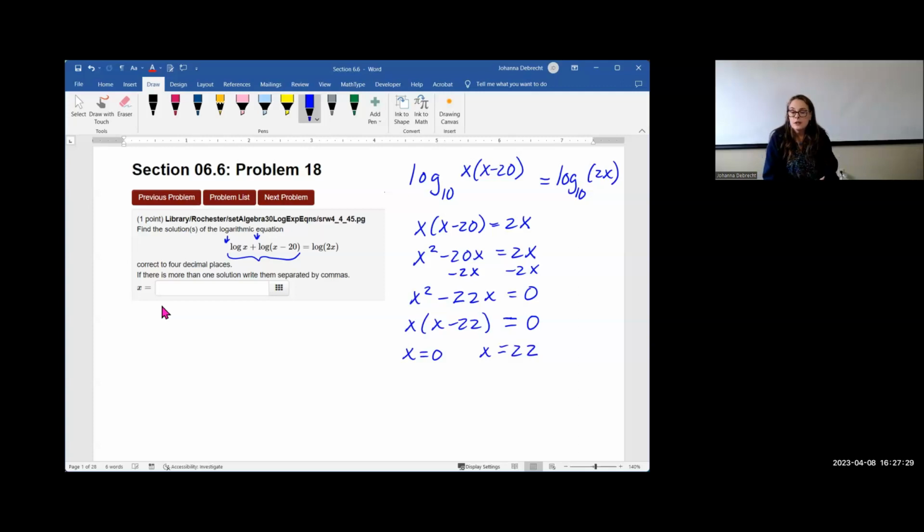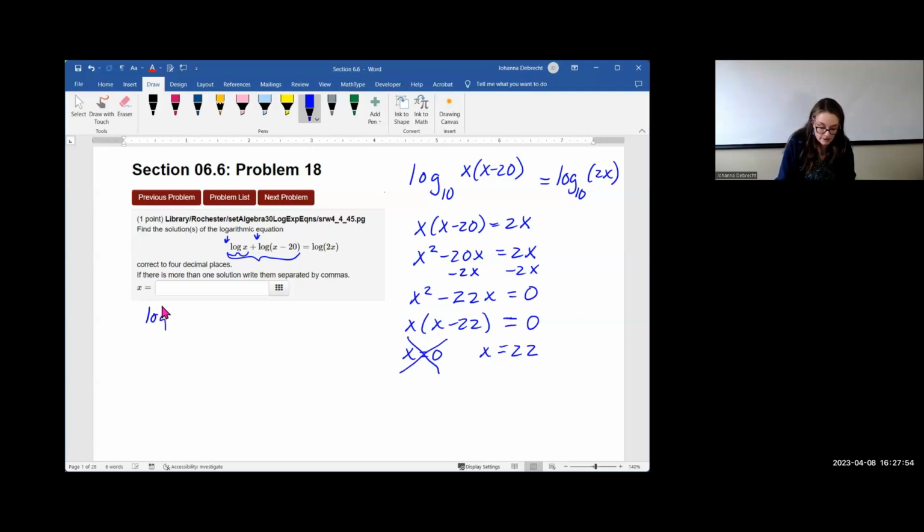Now, when we look at this, don't automatically discount 0. It depends on what we have in the original answer parts. When I look at this one, though, this first one right here, log of x, is going to exclude x equals 0 because that answer part cannot be 0. So this one is automatically out. Now I need to check the other one.